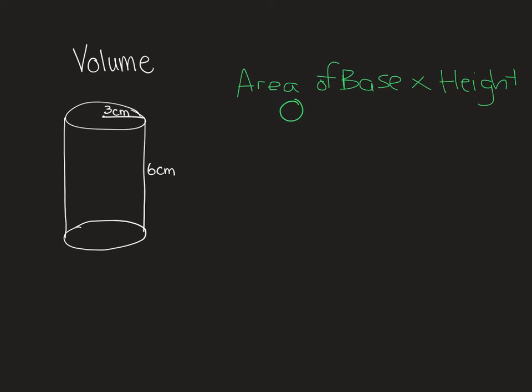What is our formula for the area of a circle? The formula for the area of a circle is pi r squared, and then we multiply it by height. So, the volume for a cylinder is going to be pi r squared times h. You can put in multiplication signs if you would like, or you can squish them all together. This is the same thing as pi times r squared times h.